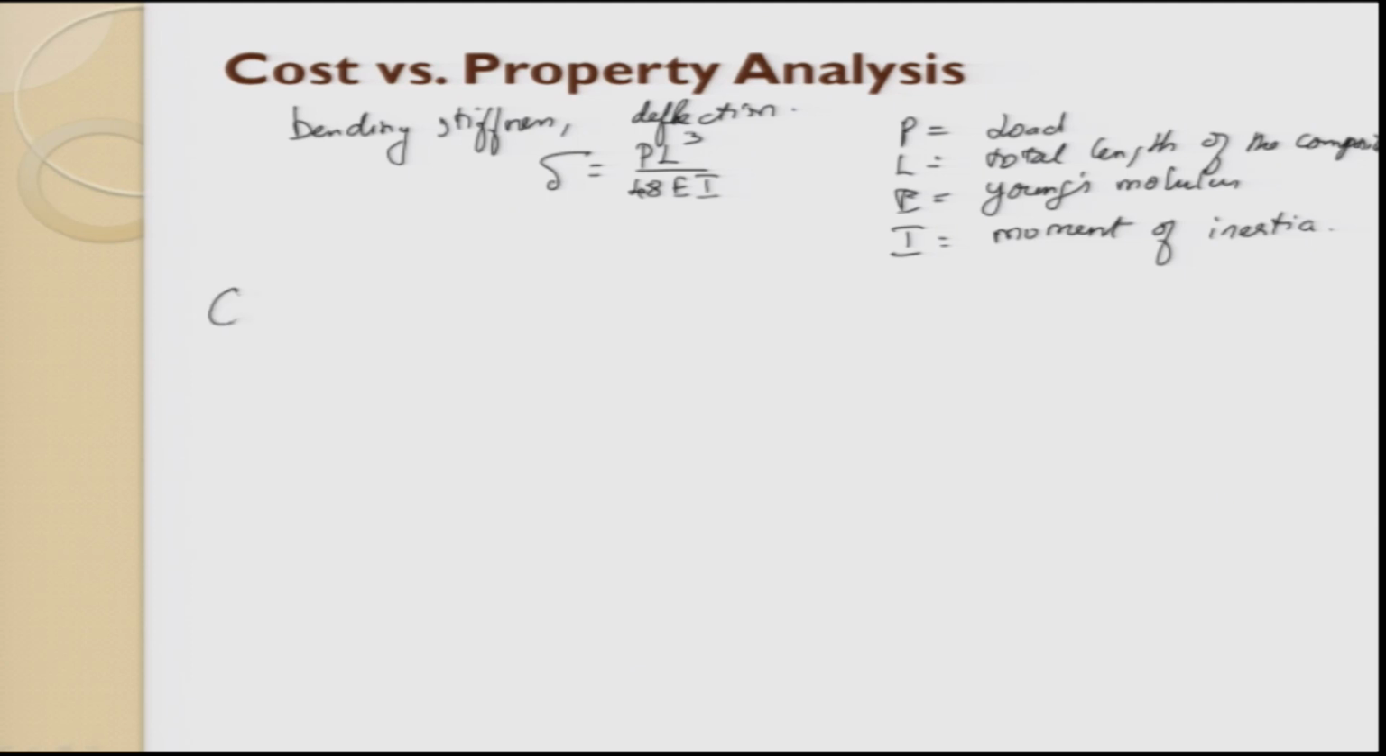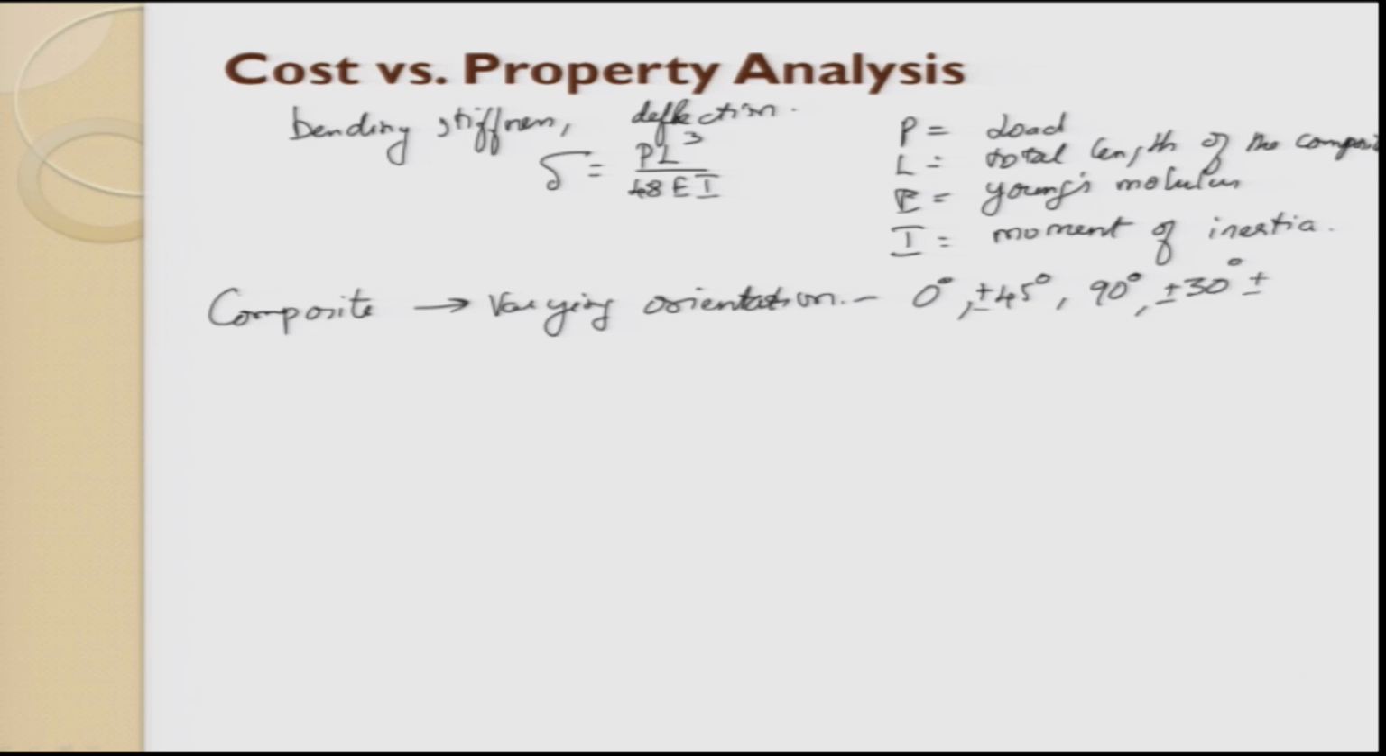Generally, we know in composites, as I was trying to tell you, that it can be made with varying orientation. For example, it can be made out of 0 degree orientation, 45 degree orientation plus or minus, 90 degree orientation, 30 degrees plus or minus, 60 degrees plus or minus. So all these are orientations. Each one is a lamina, and several of them stacked together form a laminate.